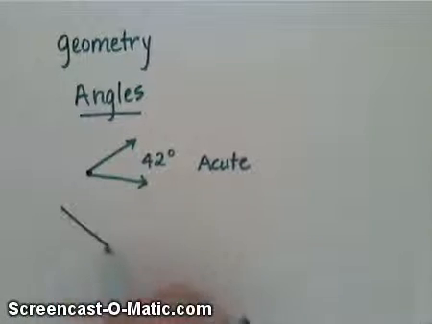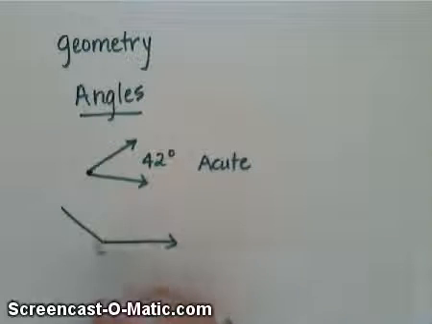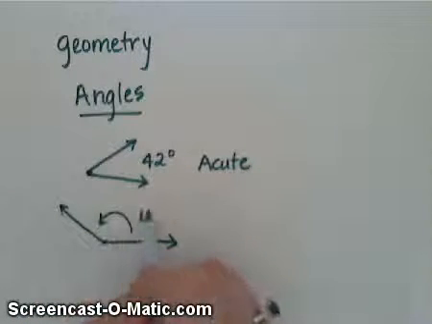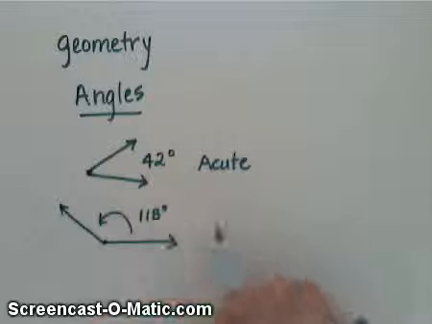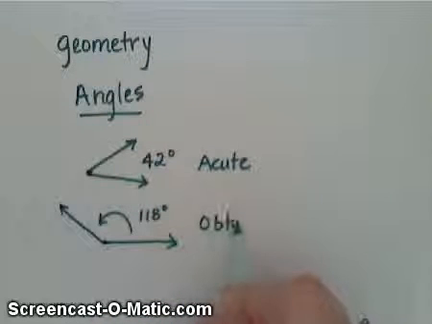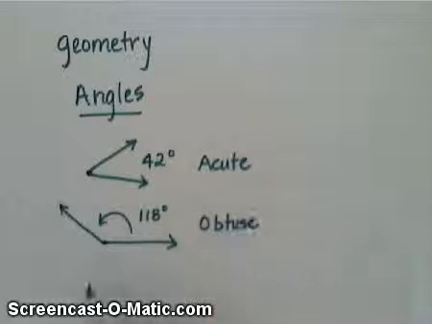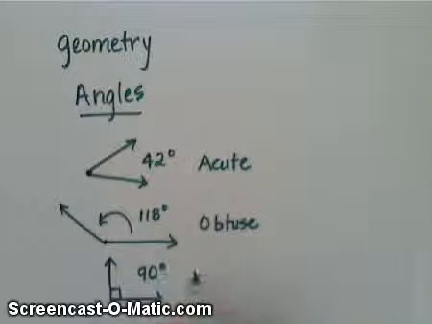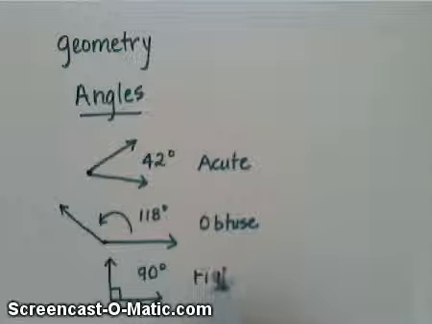Then there were angles like this, again, two rays joined together, common endpoint. Let's say this one's about 118 degrees. These were called obtuse angles. And everybody knows and appreciates the right angle. We used it in many figures, equal to 90 degrees. This was called a right angle.